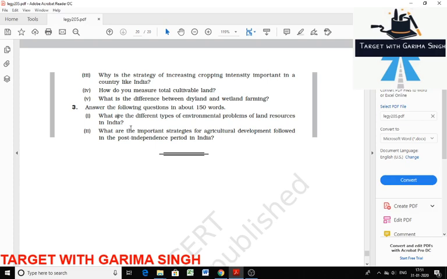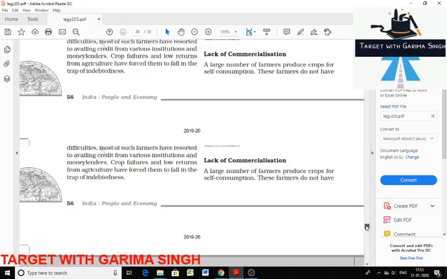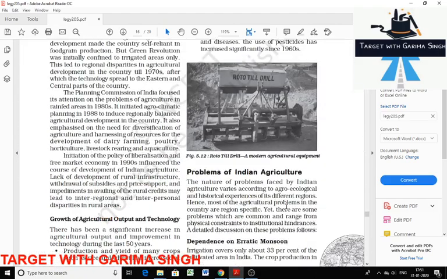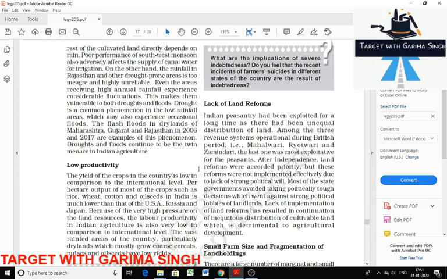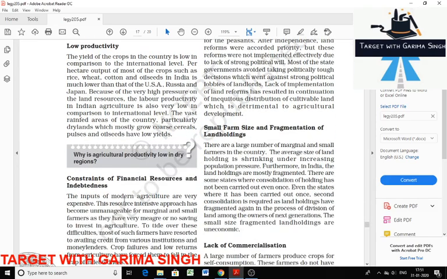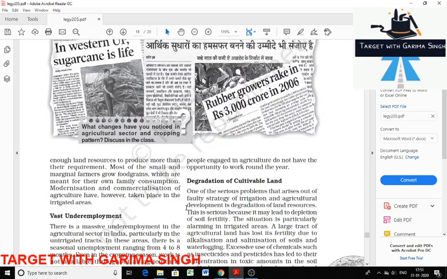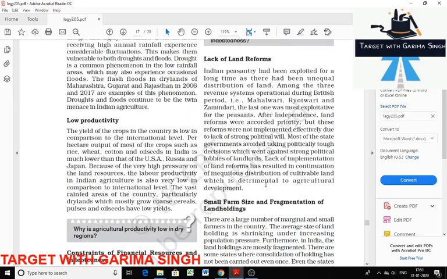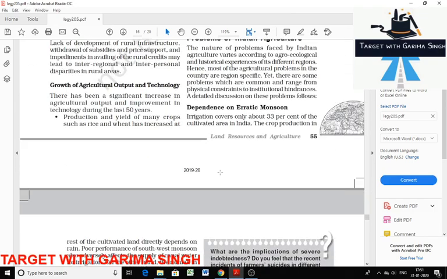So I'm just telling you the points. First, you can say dependence on monsoon, low productivity, degradation of cultivable land. In this one, you can write these problems. Dependence on erratic monsoon, lack of land reform, low productivity. Lack of land reform is a financial level issue, so you have to write what is environmental: degradation of cultivable land, low productivity and dependence on monsoon. These three you can write.